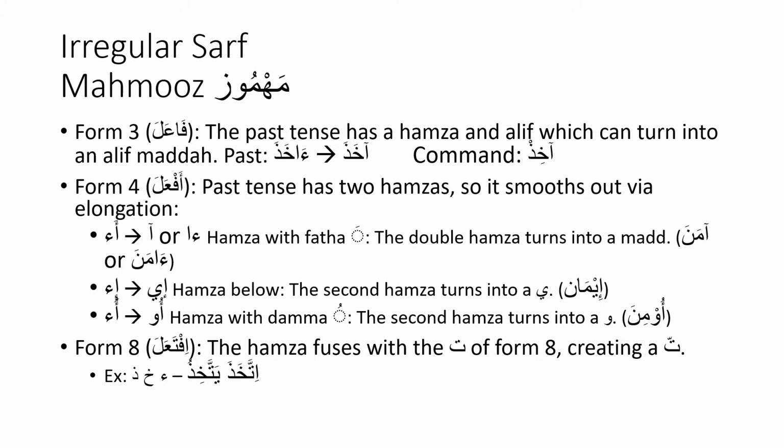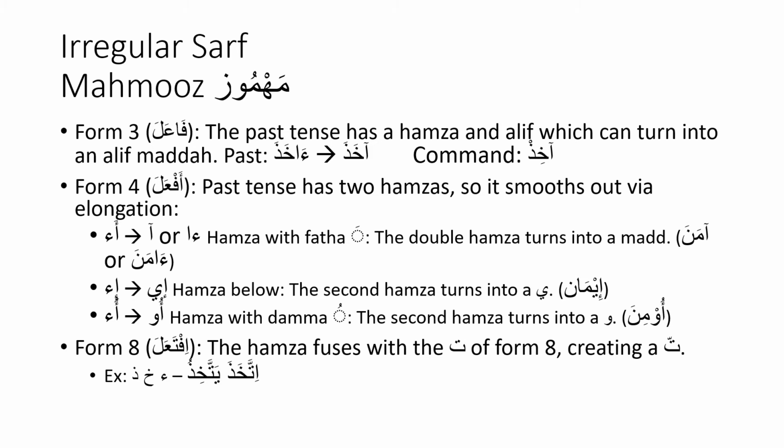So form 4, which is in the pattern of af'ala or aslama. The past tense has two hamzas, so it smooths out with the elongation, right? Instead of a'ana, it becomes aana. And again, you can write it with the alif medda or the hamza and alif.